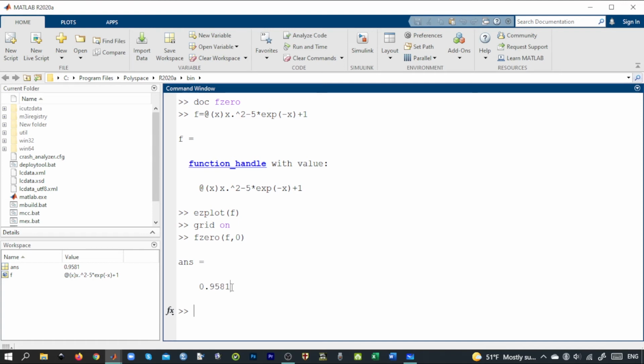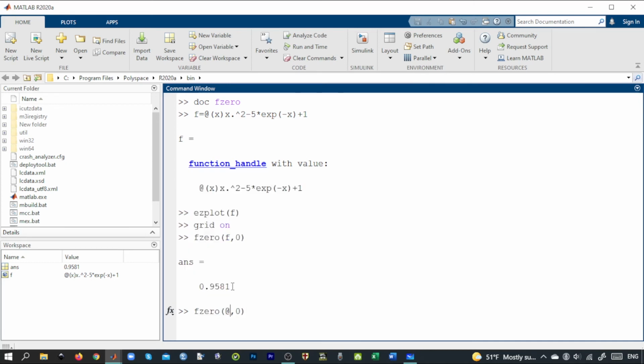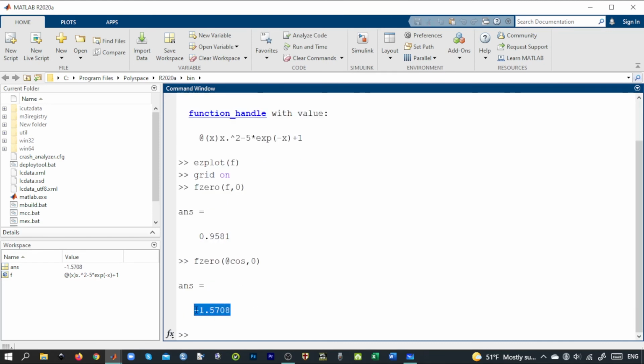So fzero can solve general nonlinear equations, but if the equation has multiple roots, then the starting point plays a critical role in finding multiple roots. For example, if you would like to find roots of the cosine function starting from 0, it finds minus pi divided by 2, and we know that cosine is equal to 0 there. If you start from, for example, half radians, it will converge to the positive value.